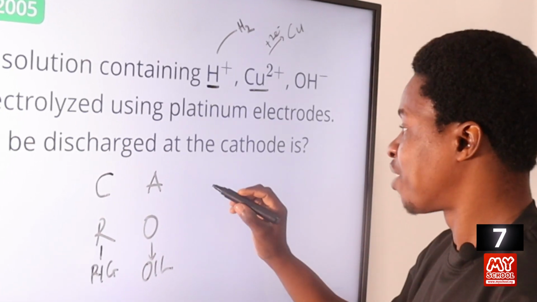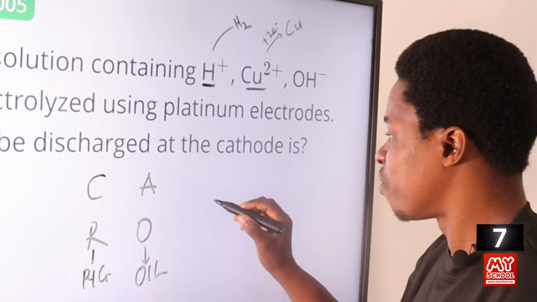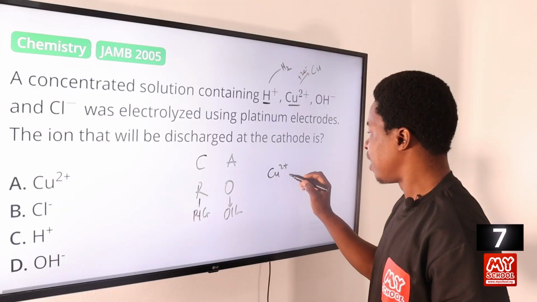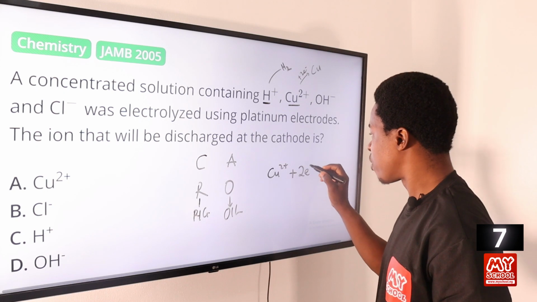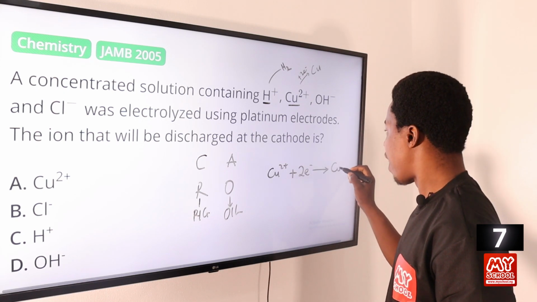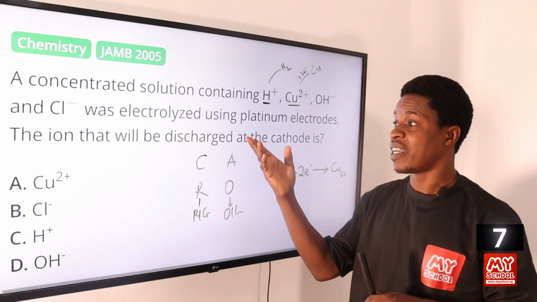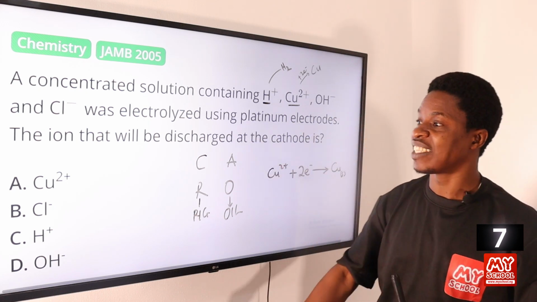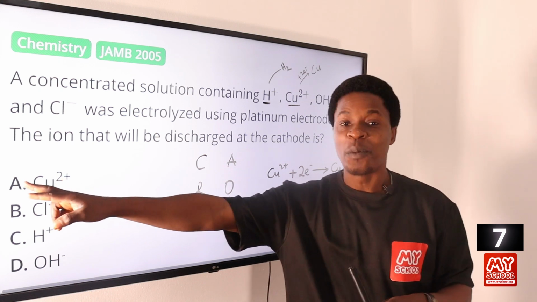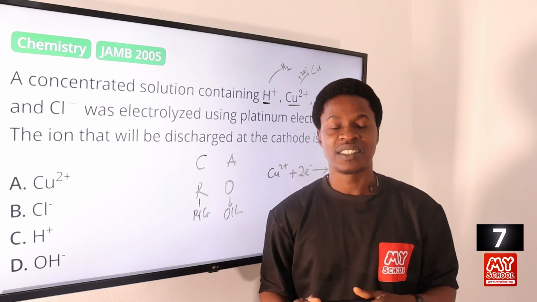So of course, at the cathode, what happens? This is what happens at the cathode. We have the copper ion, it's going to gain 2 electrons to become reduced to copper metal. This is copper solid. That's what we had to do here. So the correct answer is the copper ion. Option A is the correct answer.